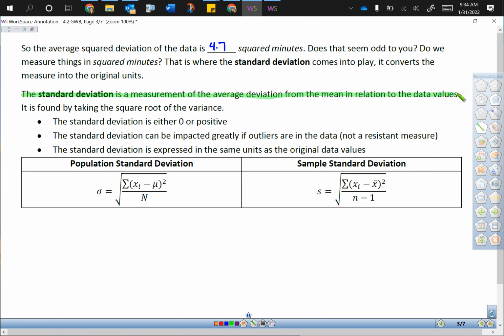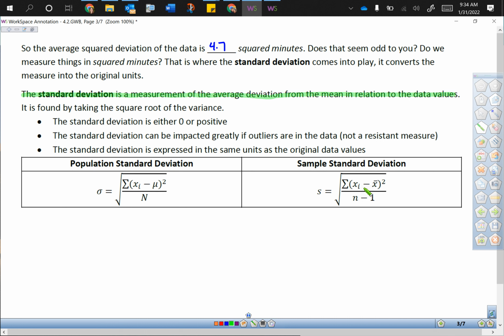Now, some information that we need to know about the standard deviation. First of all, it's either got to be 0 or positive. And the reason for that is obviously because we're taking the square root of something to get it. You cannot have the square root of something and get back a negative number, so it's either going to be 0 or positive. The standard deviation can be impacted greatly if outliers are in the data. So if we have outliers, remember last class we talked about that example with the test grades, it's going to impact the standard deviation, so that means this is not a resistant measure. It is not a resistant measure.